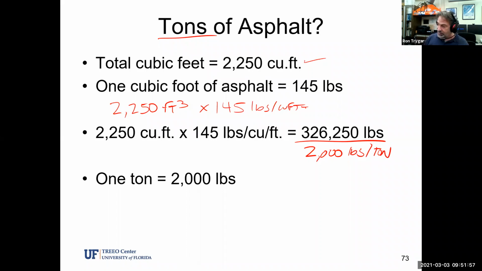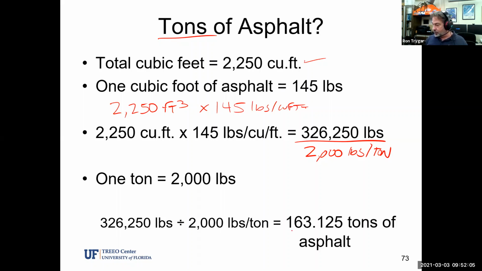So 326,250 divided by 2,000. And I came up with, let's see what the answer shows here, this number exactly on my calculator, 163.125 tons of asphalt will be needed to do the job that is shown to us. And this was, I think, 100 feet long and 45 feet wide and 6 inches thick. So that's how many tons of asphalt would be required. That's it.